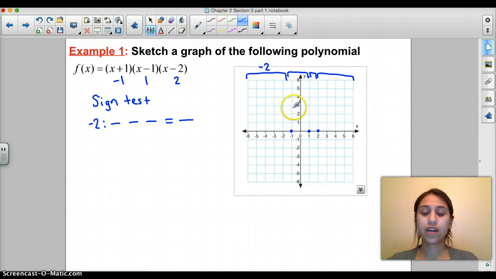If we test a value between negative 1 and 1, an easy value would be 0. Plugging it in for x, 0 plus 1 would be a positive value, 0 minus 1, a negative value, and 0 minus 2, again, negative. So positive times negative is a negative, and negative times negative is a positive. Okay, so between 1 and 2, we can test 1.5.